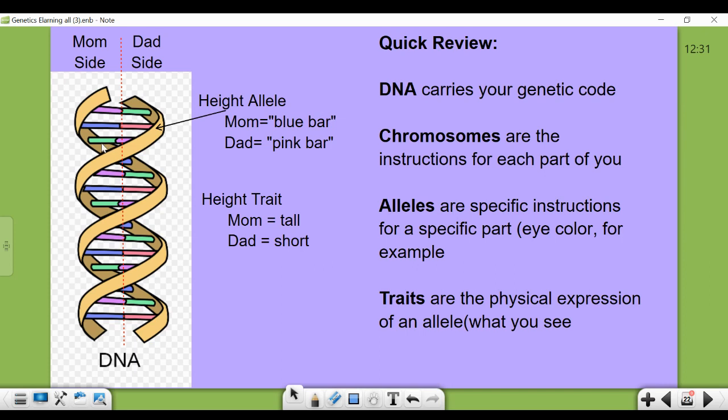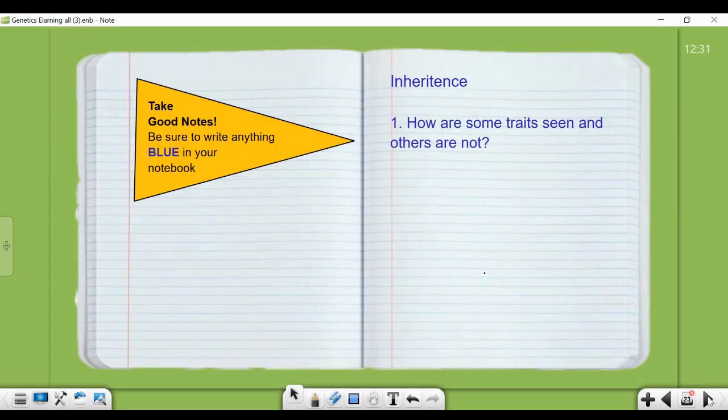What you see over here on the side is called a DNA helix, which just means it's like a fancy spiral staircase. And this is how DNA is coded, kind of like a computer code. So here we go, a good time to take some notes.